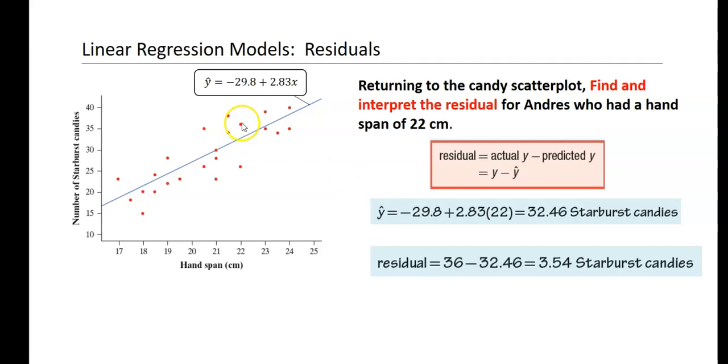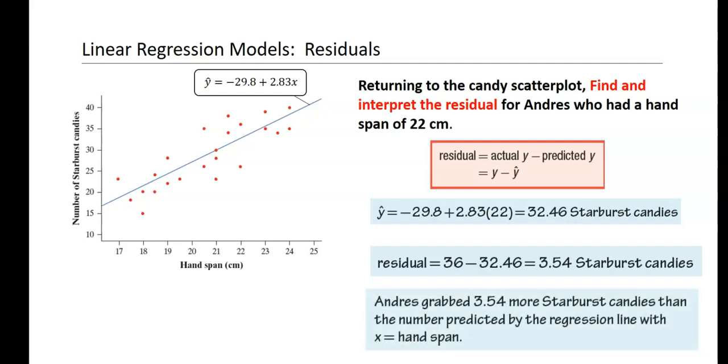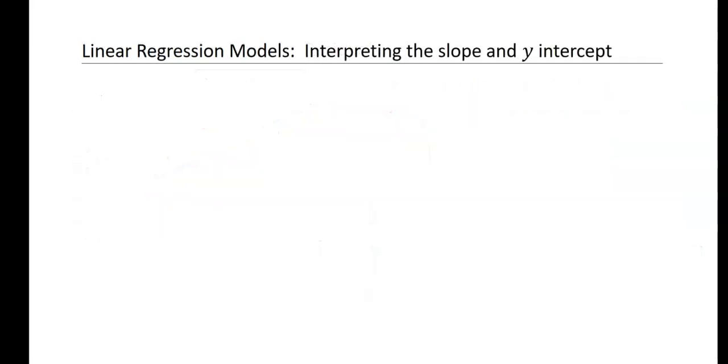So I think it's that number. There's two numbers at 22. It's the top number there. So that's a positive residual because it's above the line there. And it's 3.54. So this person was able to grab 3.54 more Starburst candies than was expected or predicted there. So that's what it says, right? You're talking about just what does that mean?